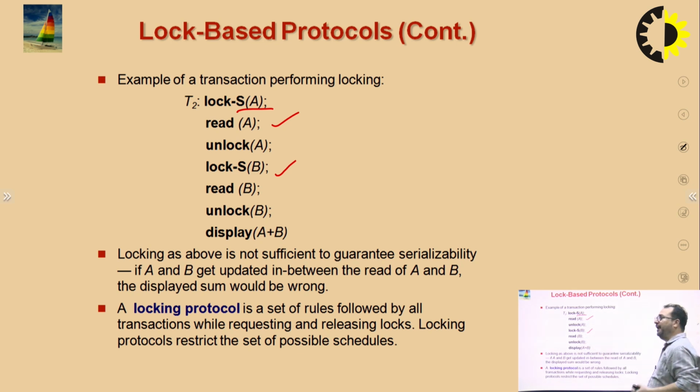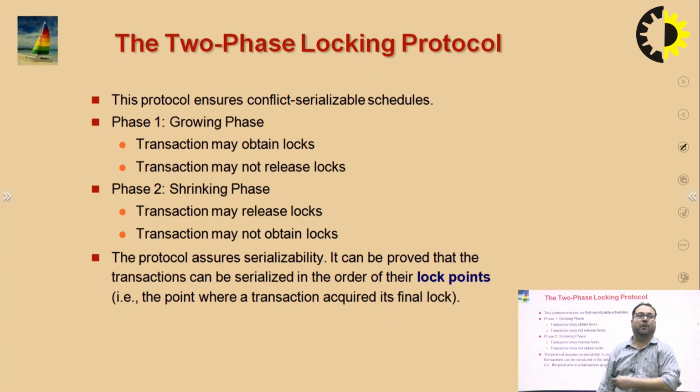So before a read or write operation, we need to lock first, and after performing the read, we unlock. The unlocking protocol is basically a set of rules followed by all transactions while requesting and releasing locks. So the locking protocol restricts the set of possible schedules. Okay, so what is the two-phase locking protocol?